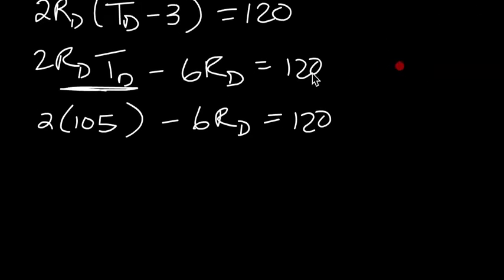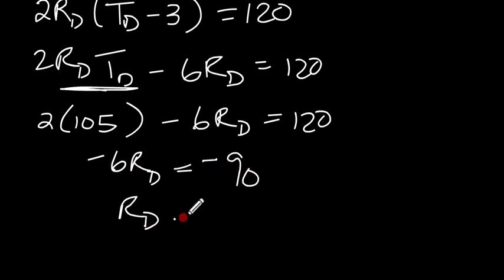So we're going to get negative 6 R sub D. So this is going to be 210, right? So I'm going to subtract 210 from 120, 120 minus 210. And so we're going to get negative 90 divided by negative 6. And we're going to get RD is 15. Let's answer the questions here. So it says how fast. So the rate of the Dominesque was 15 miles per hour.